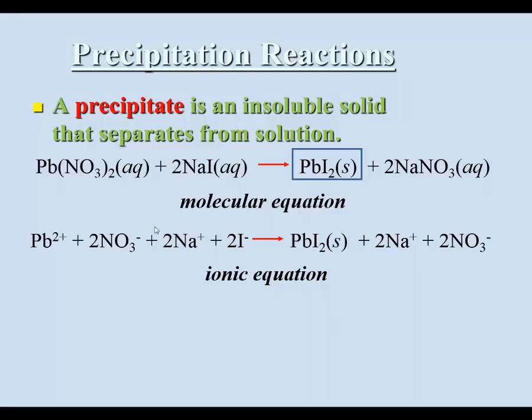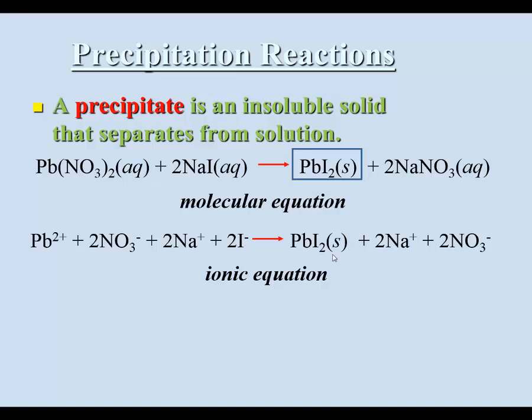Now I have shown the precipitate, and I want you to notice that the precipitate here, lead-2 iodide, is indicated with a solid after it in the phase label, and we do not break up the ions of precipitates in total ionic equations. In fact, in all of the equations I'm going to show you on this slide, the precipitate, the lead-2 iodide, should be shown together in its original formula.